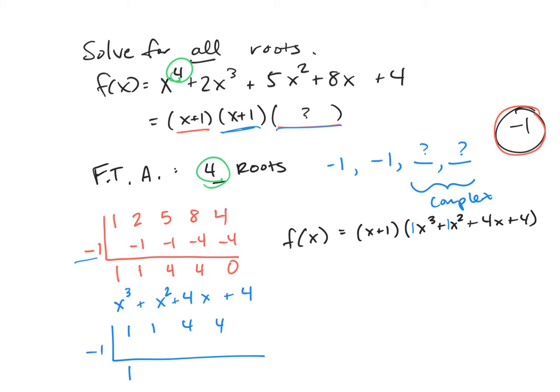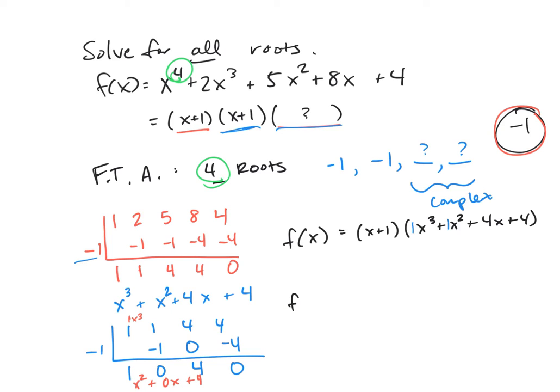Drop down the initial, multiply, add, multiply, add, multiply, and good. I do get to a remainder of 0. What does this translate to? This translates into, again, we were at x cubed. This was 1x cubed, so we're dropping down to 1x squared plus 0x plus 4, and we're done. So this is x squared plus 4.